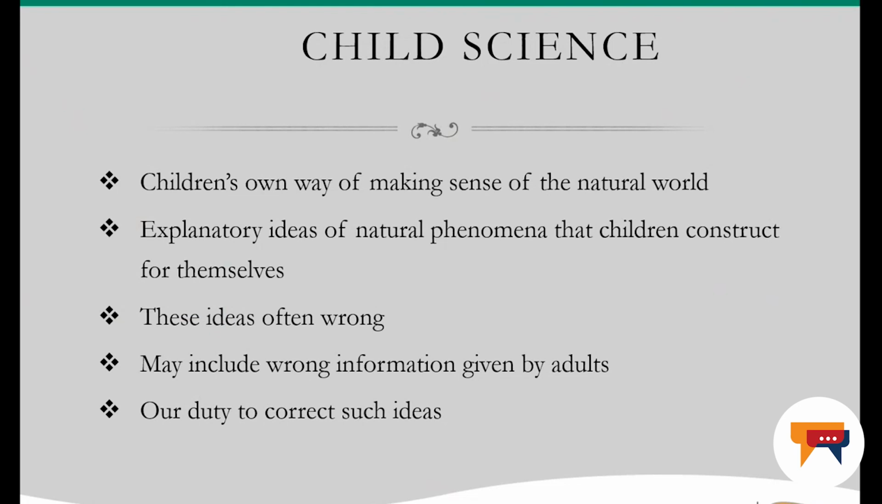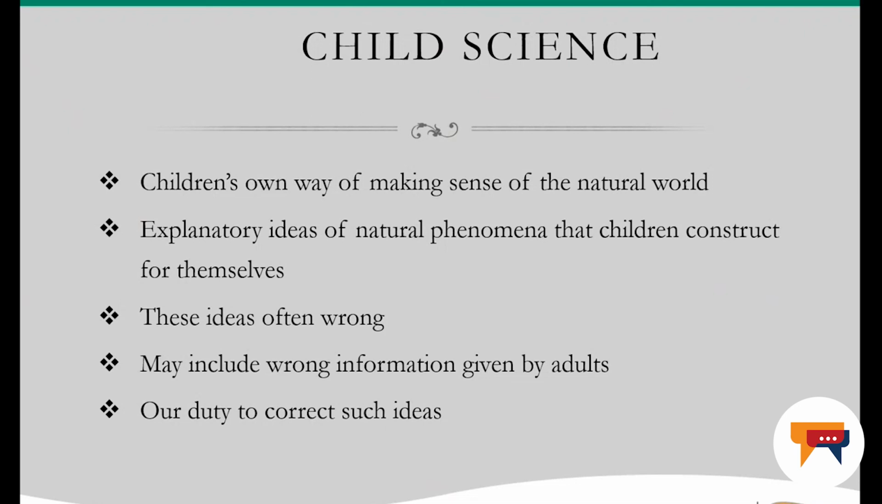What is child science? Child science is children's way of making sense of the natural world. Child science refers, therefore, to the explanatory ideas of natural phenomena that children construct for themselves. These ideas are often wrong. Child science may also include wrong information given by adults. Therefore, it is the duty of the natural science teacher to correct such wrong ideas.